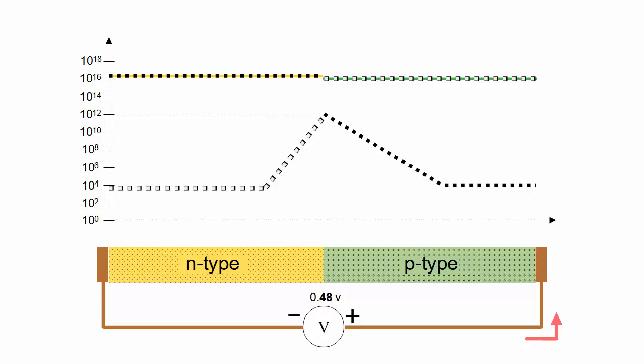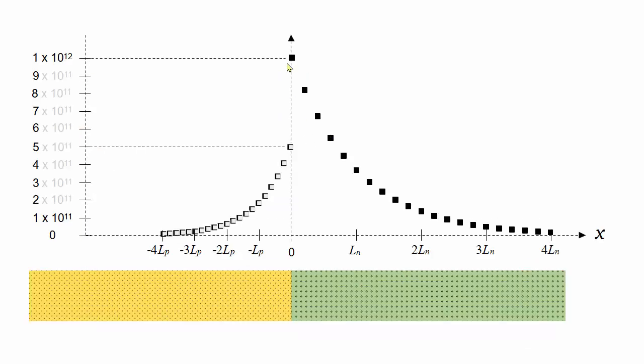In the previous video, we saw that applying a forward bias to the p-n junction lowers the barrier against majority carriers crossing the junction, allowing minority carrier injection. Let's look at the injected charge carrier profile on a linear plot instead of logarithmic. The injected electron concentration at the junction is 10 to the 12 per cubic centimeter.